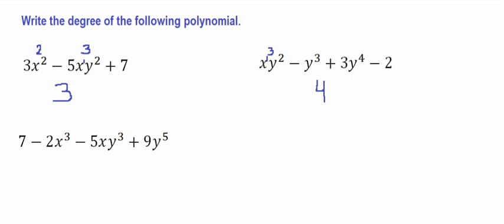Now come to the next. Here there is no power. Here you have power 3. Here if you add them, then the power is 4. And here you can see that power is 5. So highest power is 5 here. So the degree is 5.